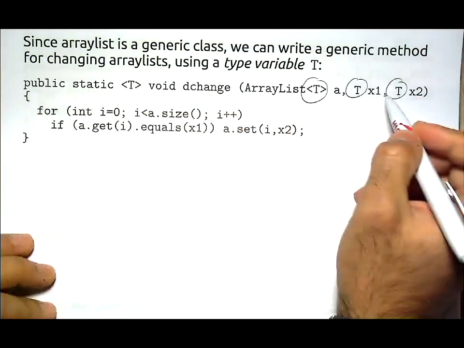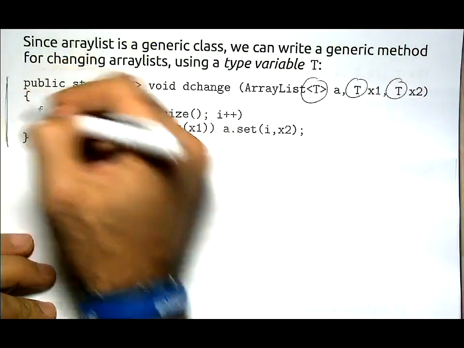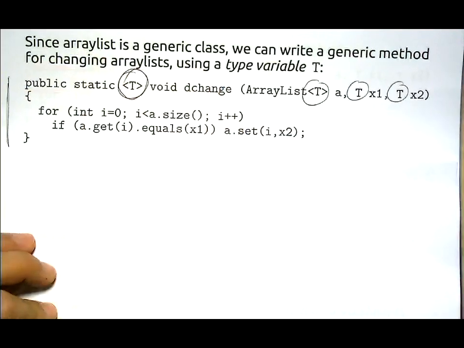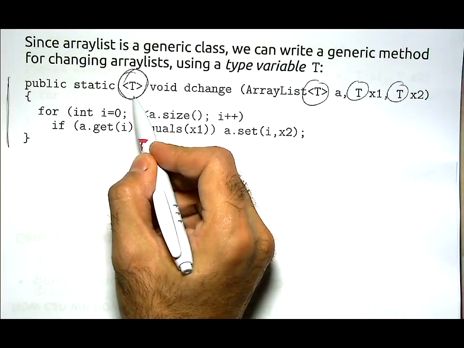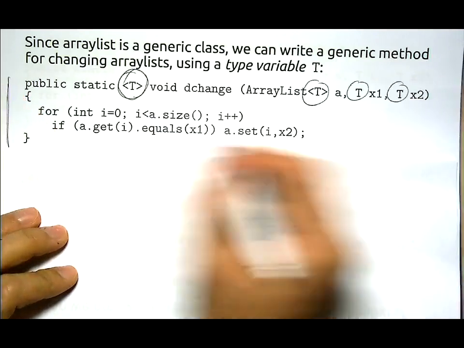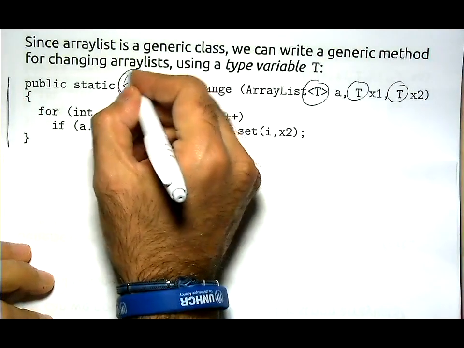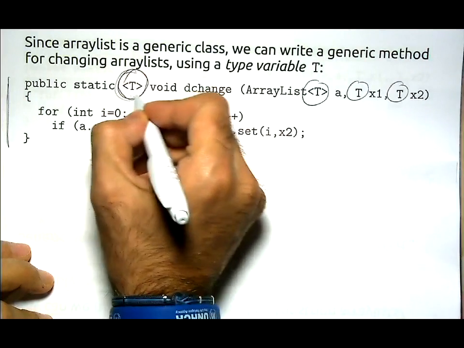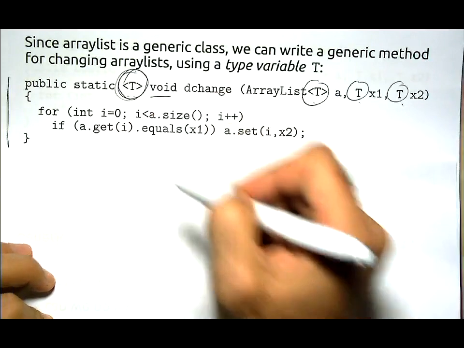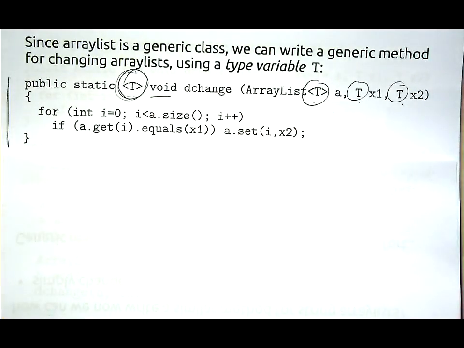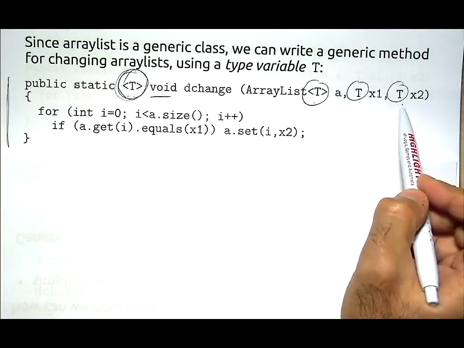And the way you write this, you say, okay, this is a method that is generic over this T. So T is a type parameter, and this method applies to every type you put in place of T. The syntax is that you put all the type variables of your method before the return type, which in this case is void, and then you're allowed to use these type variables inside the definition. So this basically says this is a change method for array list of type T with arguments of type T and T, for any T.